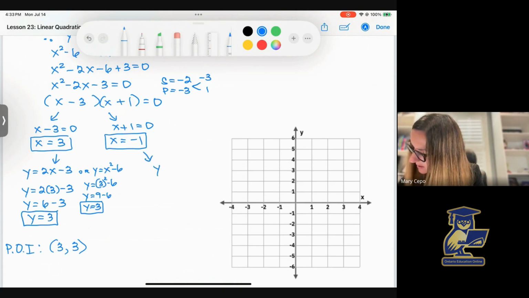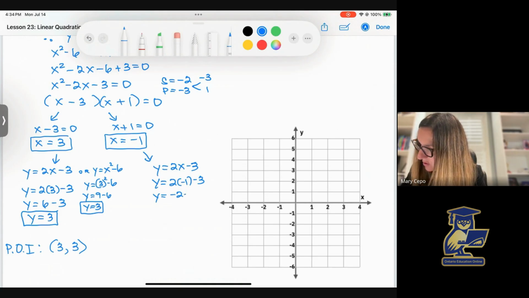So let's do that here. We have y is equal to 2x minus 3. y is going to equal 2 times negative 1 minus 3. y is equal to negative 2 minus 3. y is equal to negative 5. So therefore, we have two points of intersection: (3, 3) and (-1, -5).